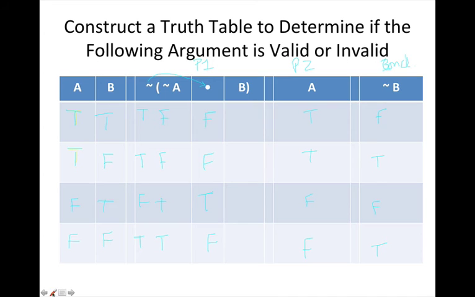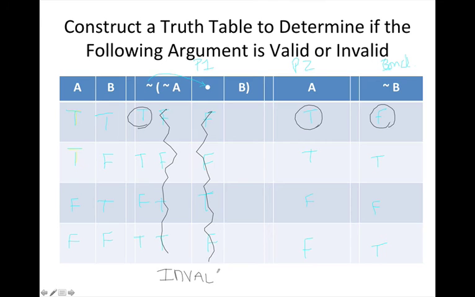Okay, now let's go ahead and eliminate the values that we don't need so that we can more clearly see, as we look across each of the rows, whether or not we've got a true set of premises while the conclusion is false. And yes, row number 1 yields 2 true premises. Both premises are true and the conclusion is false. This argument is invalid.